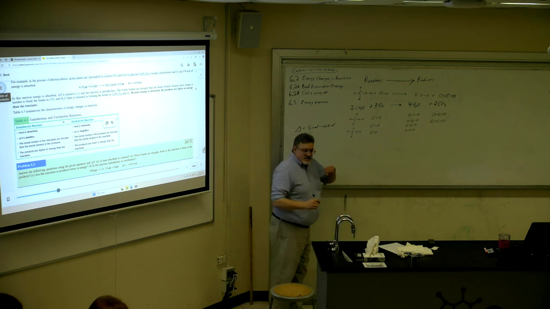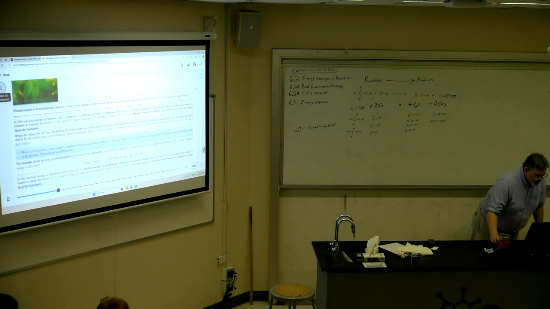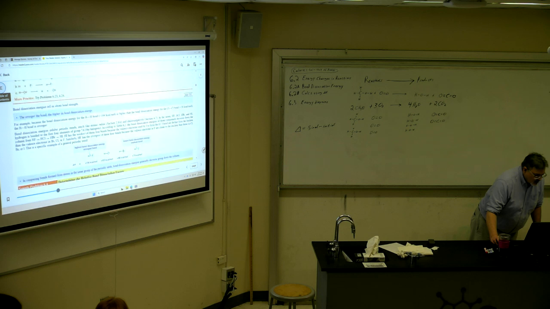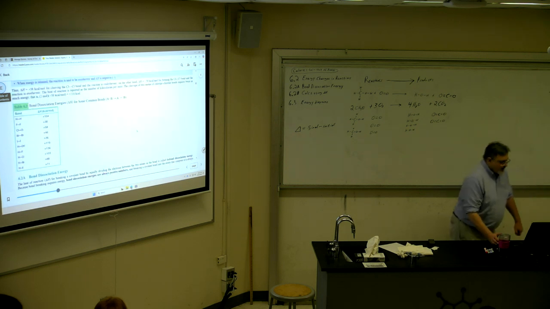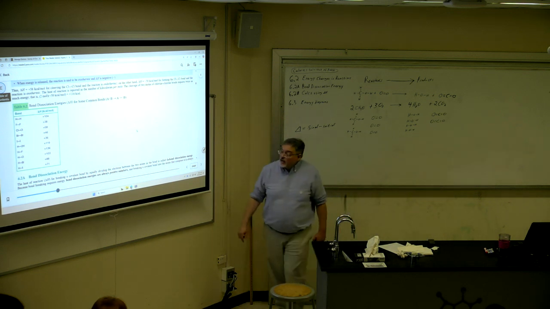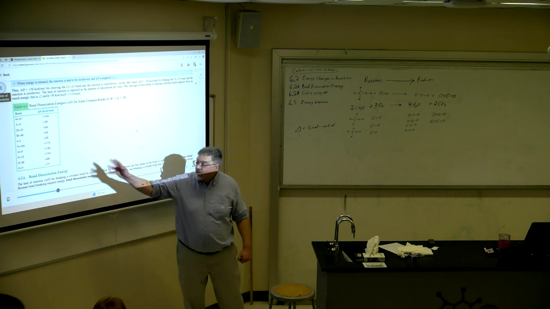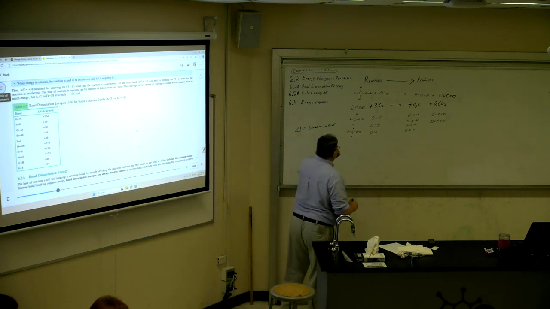And you can just use this chart. Let me bring that chart back up. There's a couple things here that aren't on the chart. The O to O double bonds are not on there. C to O double bonds are not on there. They just have all the single bonds. But I looked those up before class. But here's the thing.